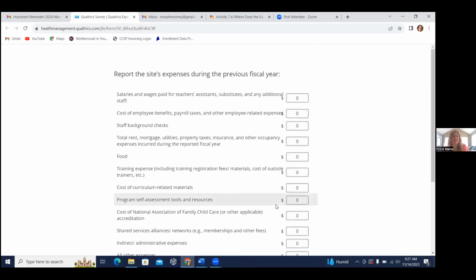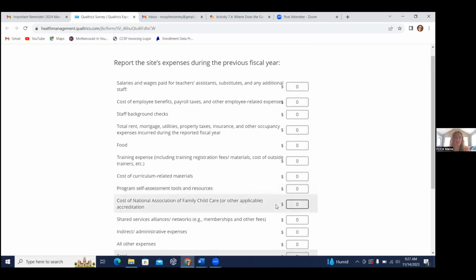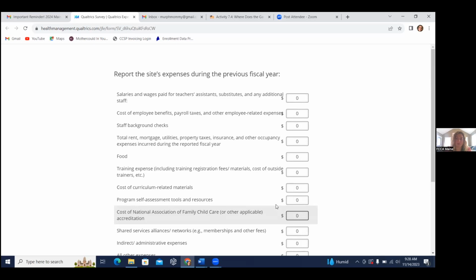Okay, so report the site's expenses for this. So cost of employee benefits and wages and all this kind of stuff. The first line is salaries and wages paid for teachers, teaching assistants, substitutes, and additional staff. I'm just going to do like $50,000. Cost of employee benefits and other payroll tax. I'm just going to literally write stuff in because I'm not doing the math on dummy numbers.